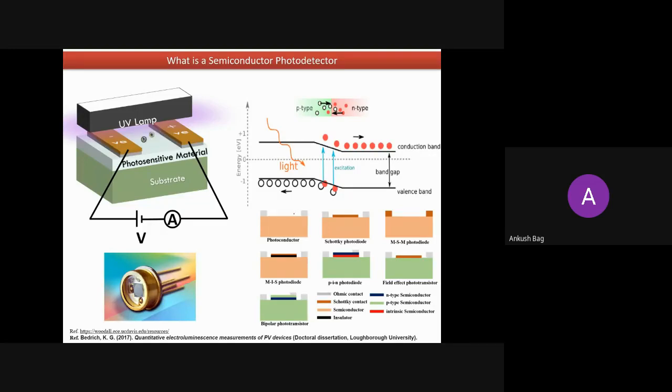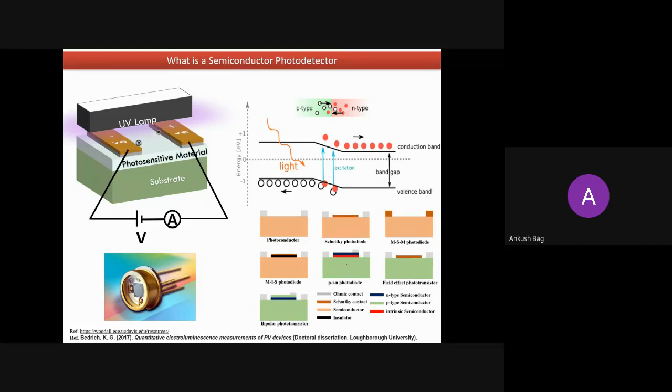Broadly, from the construction point of view, there are different types of photodetectors. There is the Schottky type photodiode, then MSM, or metal semiconductor metal, photodetector, where we have two metal semiconductor contacts. Then there is the metal insulator semiconductor photodiode, and the PIN photodiode, where in between the PN junction we have one intrinsic layer, which helps us separate the electron hole pairs efficiently. These are all typically two terminal devices. Then we have the field effect phototransistor and the bipolar phototransistor, which are three terminal photodetectors.